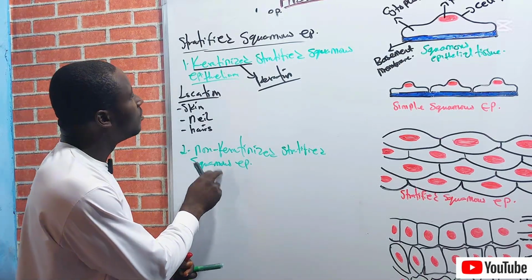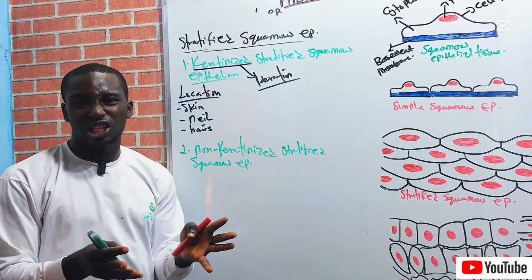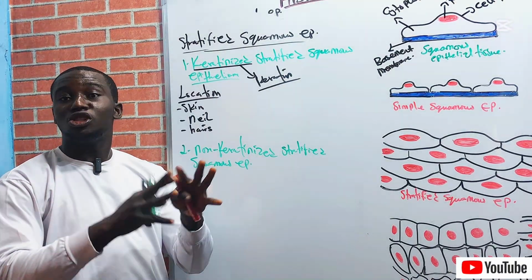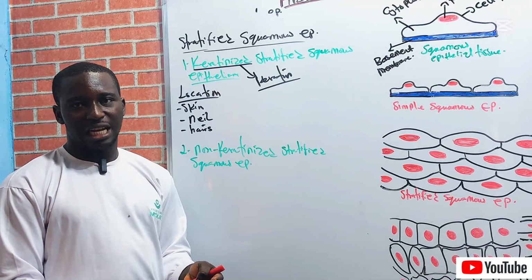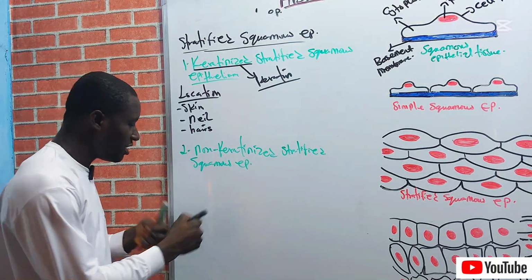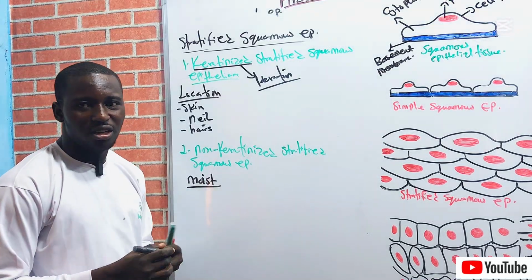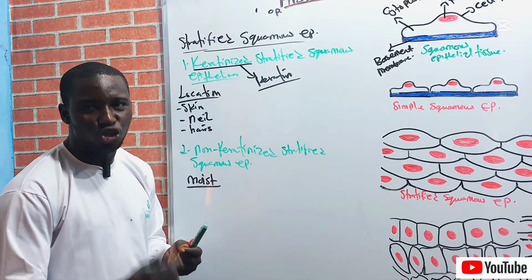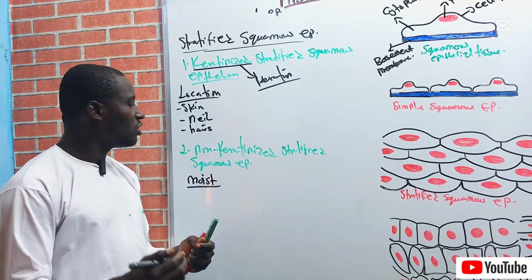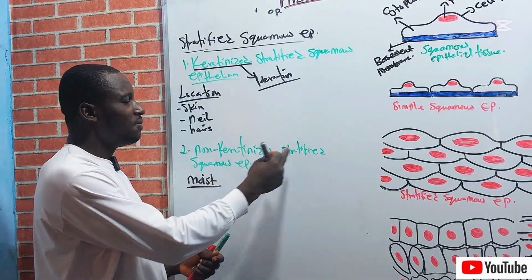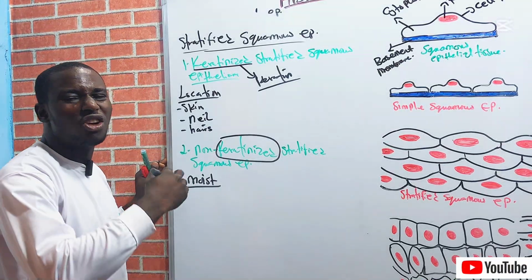This type of stratified squamous epithelium is found in the moist surface. They are found in the moist surface, which is subjected to mechanical wear and tear injury, and also protects the surface from drying. So those are the works of non-keratinized stratified squamous epithelium. That means it does not contain any protein called keratin. That is why it is non-keratinized.